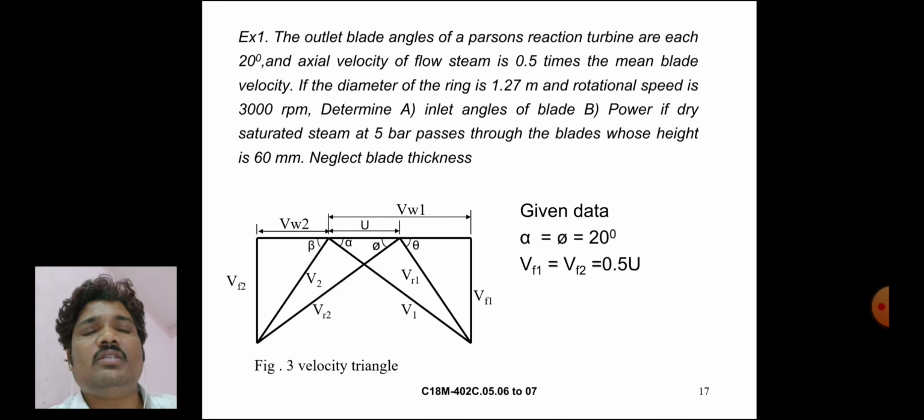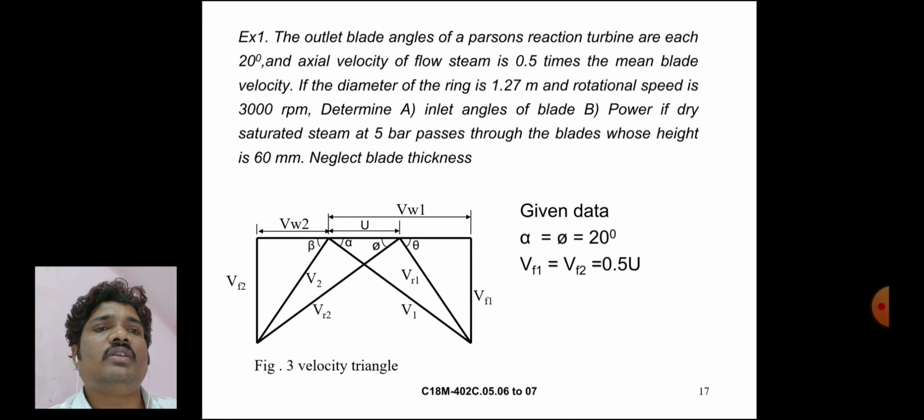Alpha is the inlet nozzle angle, beta is the outlet nozzle angle. Phi is the outlet blade angle, theta is the inlet blade angle. As shown in this figure, three velocity triangles, as shown in figure 3, velocity triangle figure.